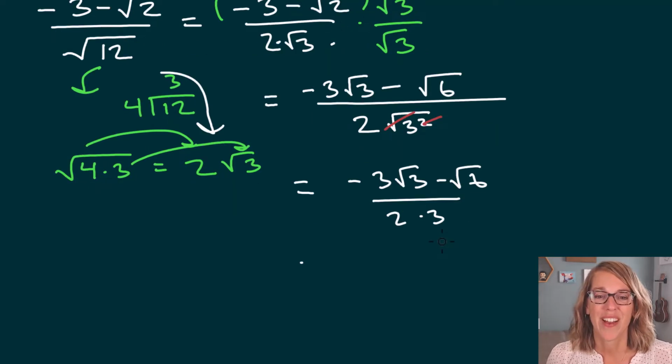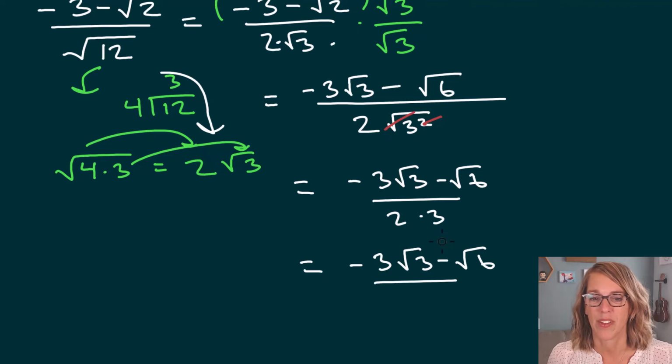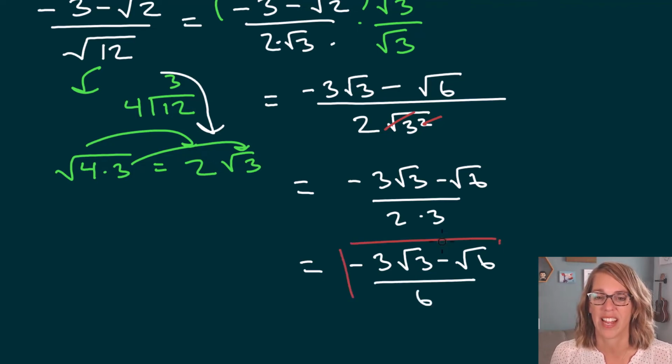To finish this off, I am going to just multiply out that denominator. So in the numerator, negative 3 radical 3 minus my radical 6, nothing to simplify there, divided by 6, and this is my rationalized answer.